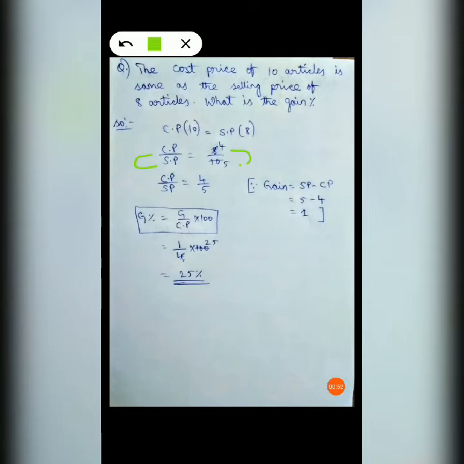Next, on observing these two, we will come to know that the gain has occurred because the selling price is more. Selling price is 5 parts, cost price is 4 parts, 5 minus 4 equal to 1. 1 is the gain. Now he asked the gain percentage. What is the gain percent formula? Gain by cost price into 100. Gain part is 1, cost price is 4, 1 by 4 into 100, that gives 25%. Like this we have to solve. Let's move on to the second question.